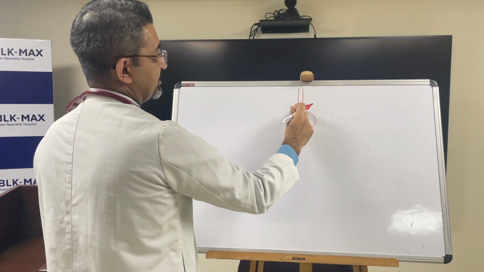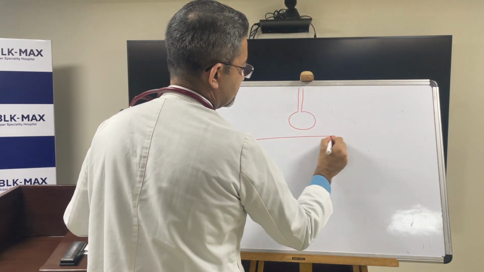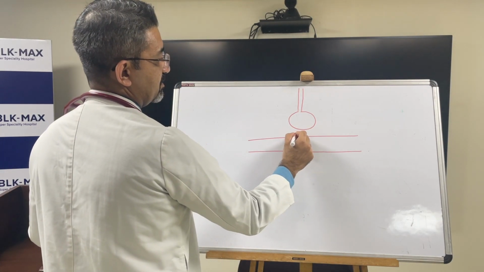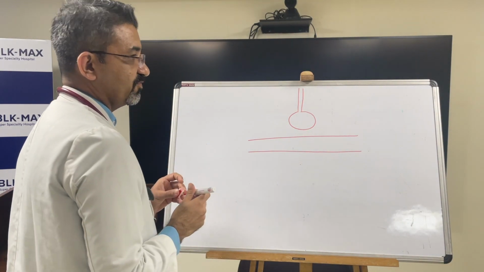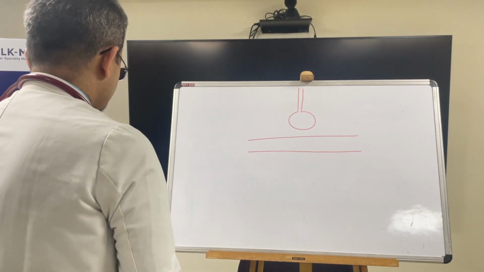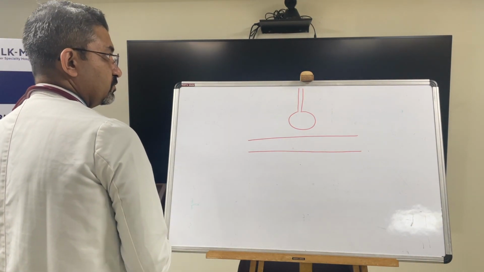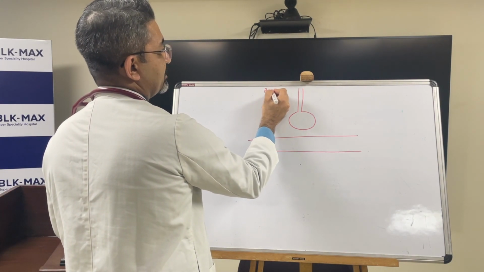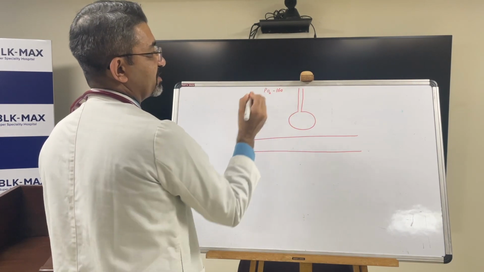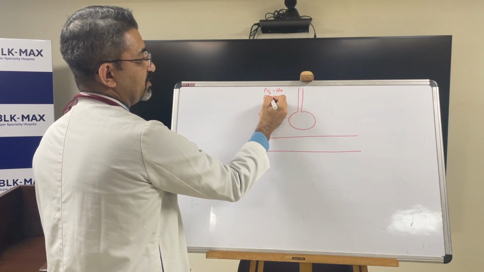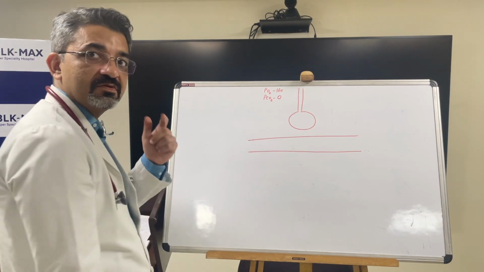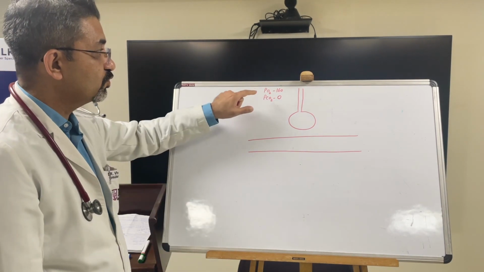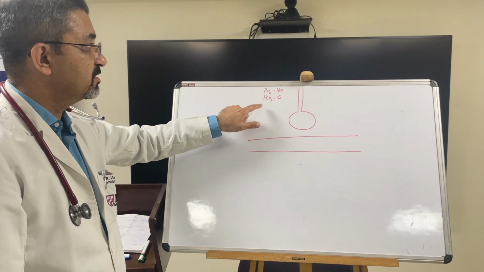This is bronchi, this is alveoli, this is your blood vessel, this is the epithelium from where the gas exchange takes place. So PO2 in inspired air is 160 millimeters of mercury. PCO2 in inspired air is 0. This is the tension of air gases. PO2 in inspired air is 160, PCO2 is 0.